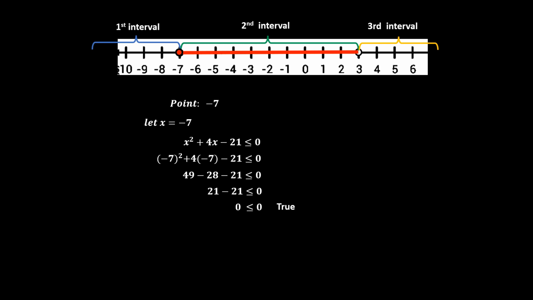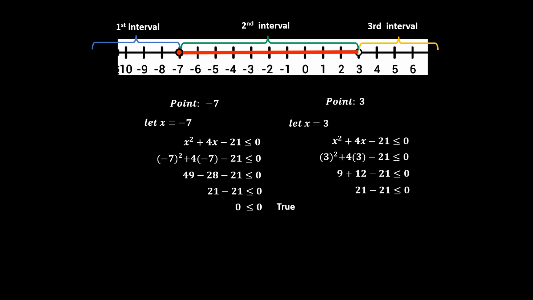Next, let us move to the second point, which is +3. Let x be +3. We will undergo the same process just like we have done in the previous 4 solutions. We substitute the value of x until we reach a result. The result is 0. Is 0 less than or equal to 0? The answer is true. Therefore, on the number line, the point will be shaded, just as we have done earlier, indicating that it is also a solution to the given inequality.